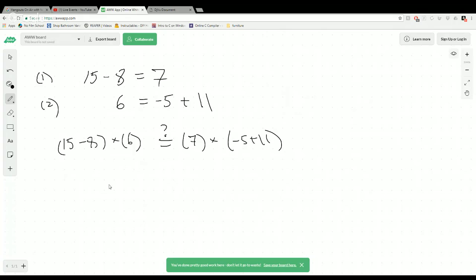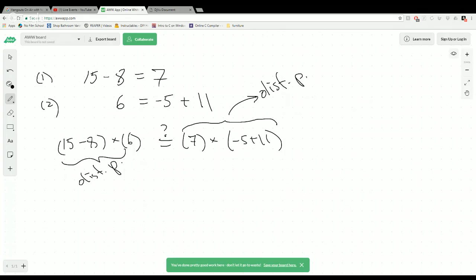Now again, what you might have done is actually go and compute these things. You might do 15 minus 8 and then multiply that by 6. And here you might do negative 5 plus 11 and multiply it by 7. By the way, notice that you can apply the distributive property here and here. Just for practice, maybe you'd want to do that. But you don't have to do this, right?